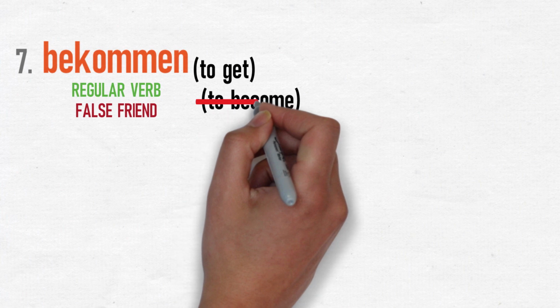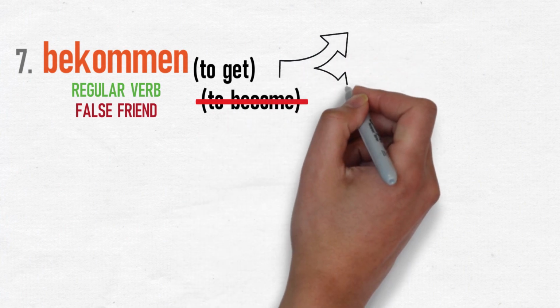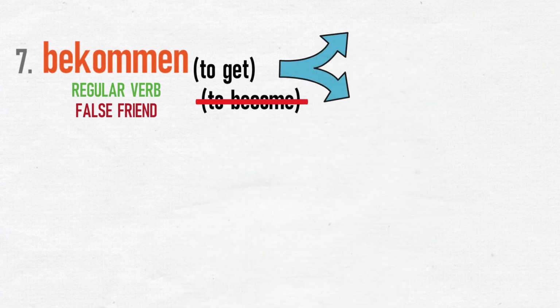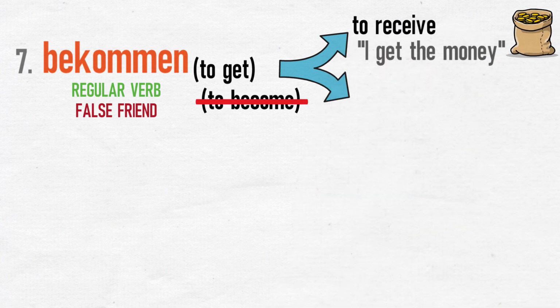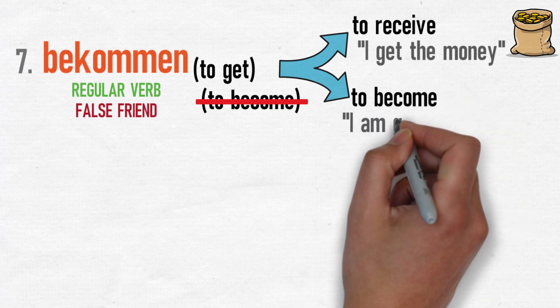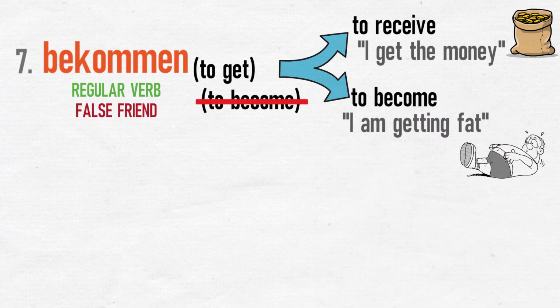Verb number 7 is to get, which is bekommen. This is a regular verb, which is also known as a false friend, because it makes you think of the English verb to become. Be careful of this, and remember that there is a difference between to get, as in to receive, i.e., I get the money, and to get, as in to become, i.e., I am getting fat. Bekommen should be thought of as to receive, so that the meaning is always clear.